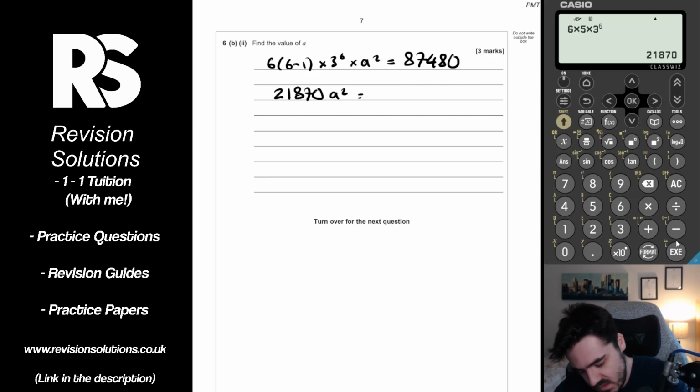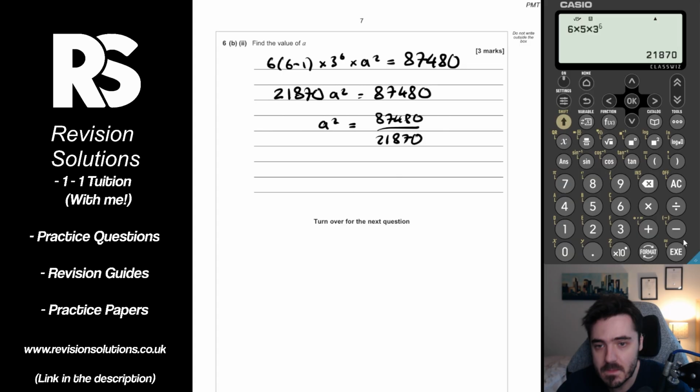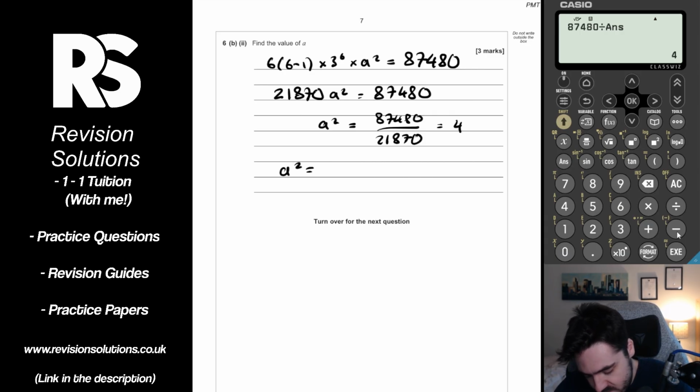a squared equals 87,480. So then a squared would be 87,480 all over 21,870. So let's compute that. 87,480 divided by the last number we just had is 4. So if a squared is 4, a is plus or minus 2.